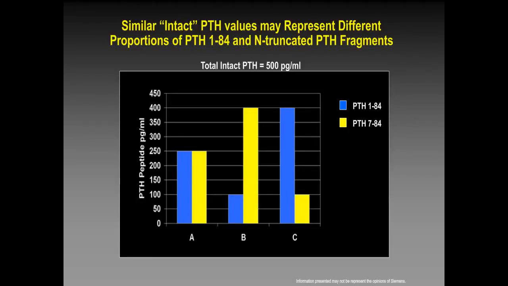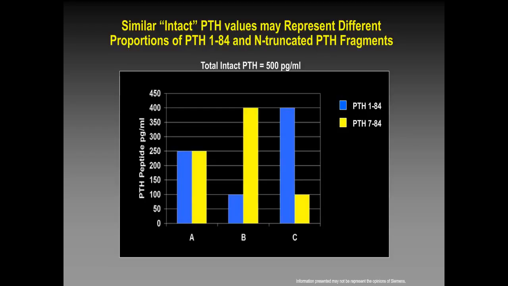Why this becomes important is illustrated in this slide here, which gives a hypothetical example, although you certainly can validate this in vivo. Just for a moment, consider that we have an intact PTH value of 500. This could represent 250 picograms of PTH 1 to 84, the active peptide, and an equal quantity of the biologically inactive 7 to 84.